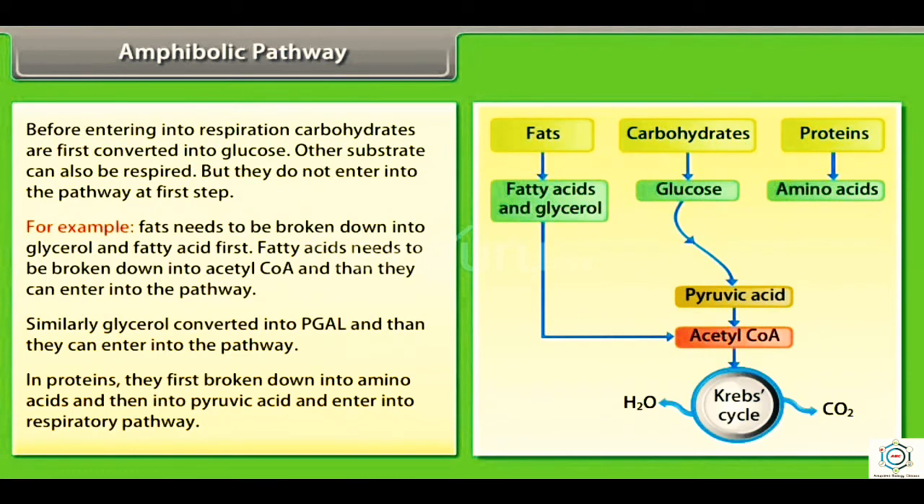In the amphibolic pathway, before entering into respiration, carbohydrates are first converted into glucose. Other substrates can also be respired, but they do not enter the pathway at the first step. For example, fats need to be broken down into glycerol and fatty acid first. Fatty acid needs to be broken down into acetyl coenzyme A, then it can enter the pathway. Similarly, glycerol is converted into phosphoglyceraldehyde and then it can enter the pathway.